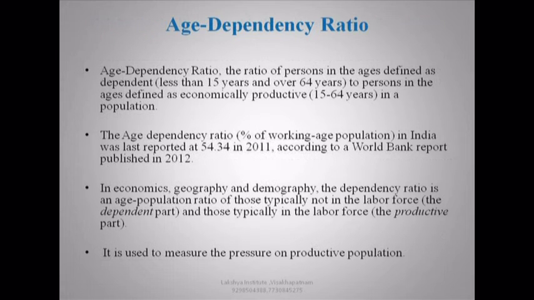3. Age dependency ratio. Age dependency ratio, the ratio of persons in the ages defined as dependent, less than 15 years and over 64 years, to persons in the ages defined as economically productive, 15 to 64 years, in a population. The age dependency ratio, percent of working age population, in India was last reported at 54.34 in 2011, according to a World Bank report published in 2012.